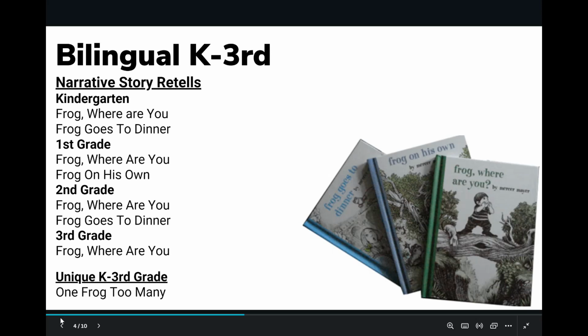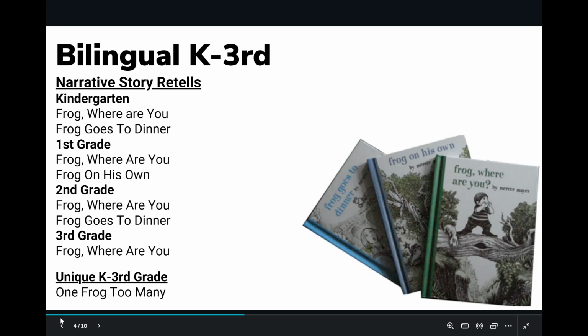So if you go by grade, kindergarten, there are stories using Frog, Where Are You? And Frog Goes to Dinner. 1st grade, Frog, Where Are You? Frog on His Own. 2nd grade, Frog, Where Are You? And Frog Goes to Dinner. And 3rd grade is Frog, Where Are You? So by default, just pick Frog, Where Are You? If you're wondering, for K through 3.